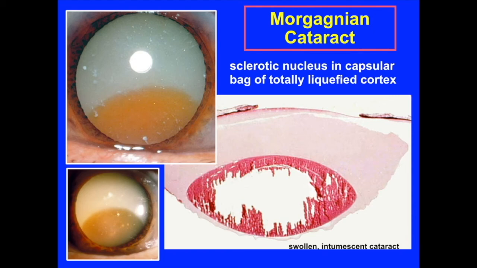The lens nucleus typically is sclerotic. It resists liquefaction and tends to sink inferiorly in the milky bag of liquefied cortical material. The photomicrograph is actually a very, very old photo from the Armed Forces Institute of Pathology. The molecular weight of the cortical material gets so small that it has a very profound osmotic effect. It sucks in aqueous and makes the lens swell. And this can give rise to an intumescent cataract that can cause phacomorphic glaucoma.